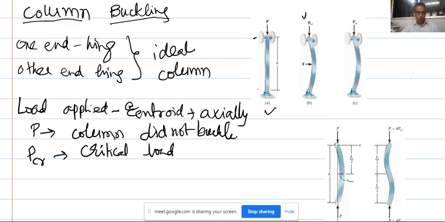So, the both end column is hinged, this is called an ideal column. The load is applied at the centroid and axially. Initially, P is the load applied, and the column does not buckle. So, I go on increasing the load, and at a particular point where the PCR is obtained, the column starts buckling.